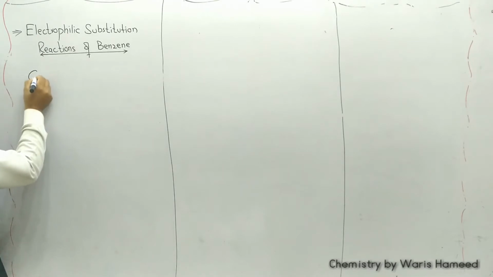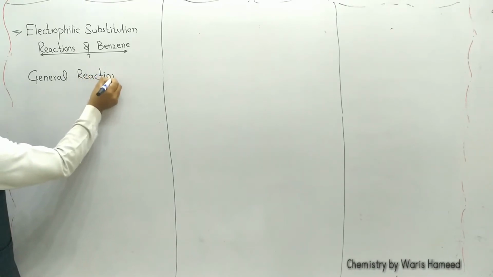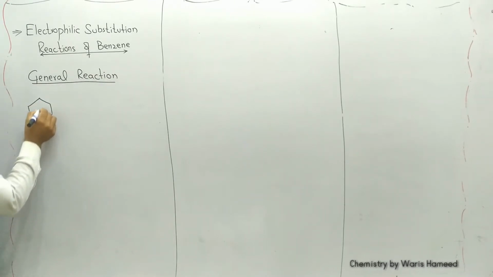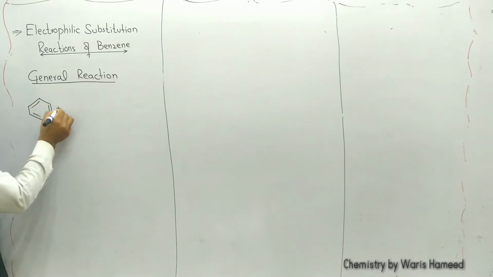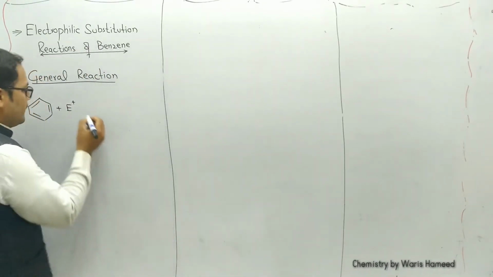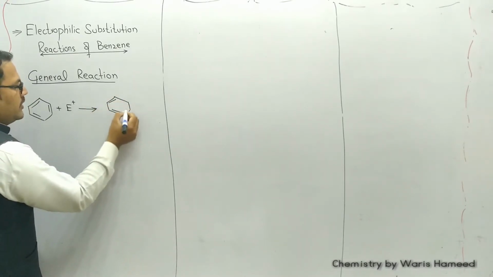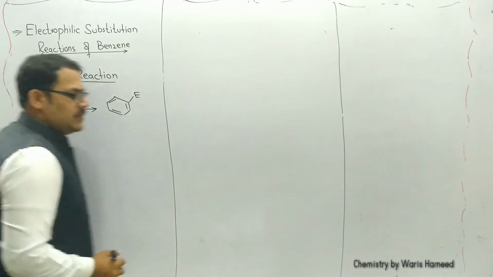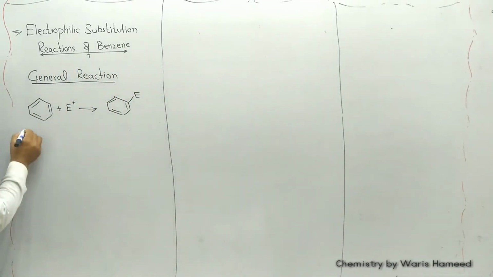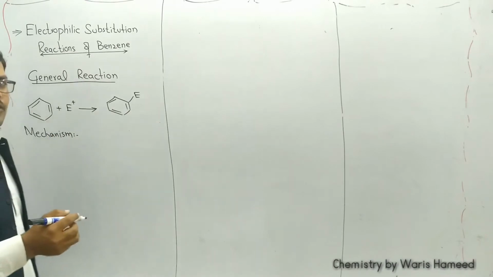Here is the general reaction. In this case, one hydrogen of benzene is replaced with an electrophile, which I am representing as E plus. It forms substituted benzene, monosubstituted benzene. How does this substitution occur? It has a mechanism, and this mechanism follows 3 steps.